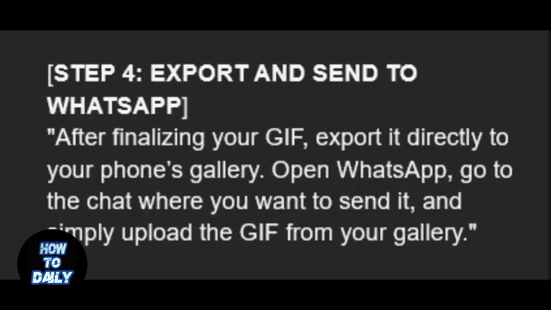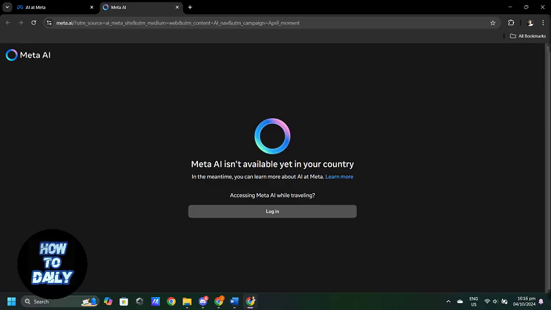Now after finalizing your GIF, export it directly to your phone's gallery. Open WhatsApp, go to the chat where you want to send it, and simply upload the GIF from your gallery. And that is how you can create a custom GIF using Meta AI and send them on WhatsApp.